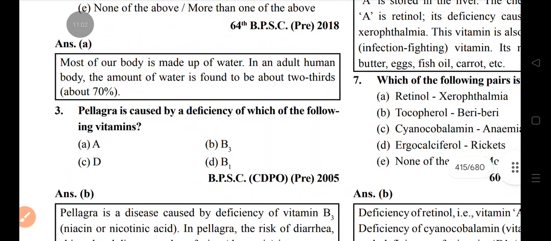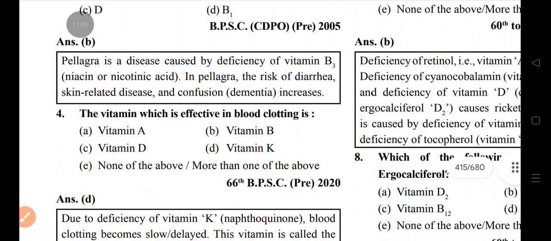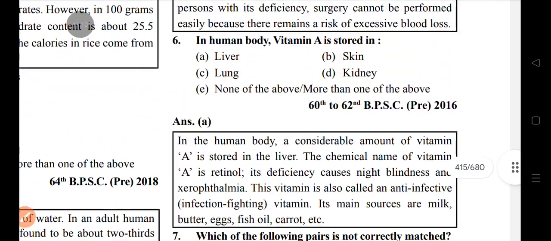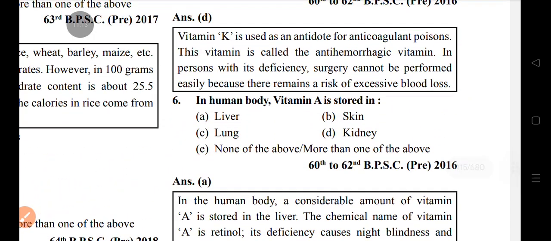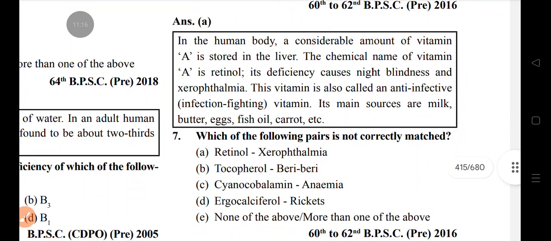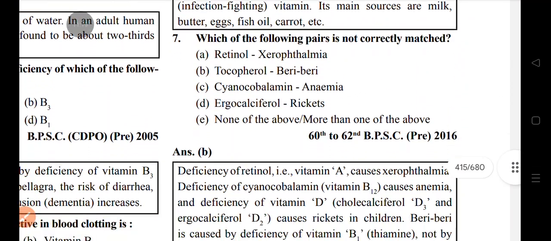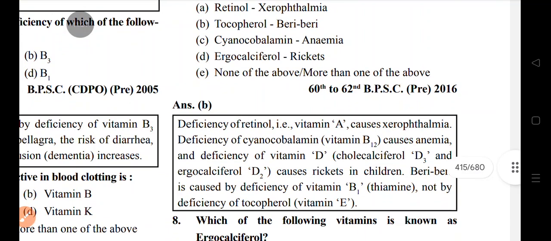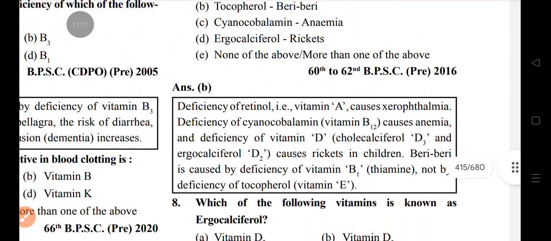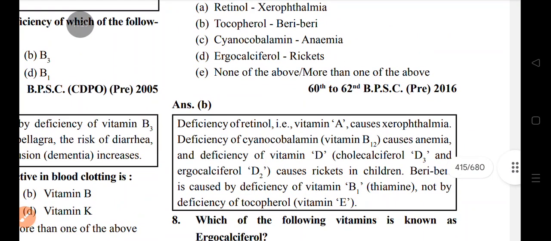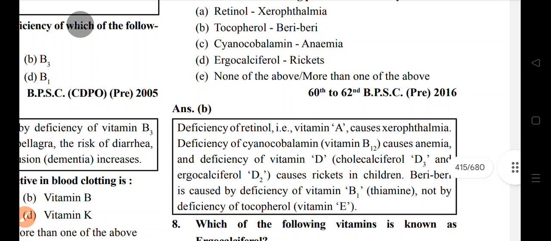Pellagra is caused by deficiency of vitamin B3. Effective in blood clotting is vitamin K. In the human body, vitamin A is stored in the liver. Not correct about tocopherol. Vitamin A, retinol, causes xerophthalmia. Cyanocobalamin, B12, causes anemia. Beriberi is caused by deficiency of B1, thiamine. Deficiency of tocopherol, vitamin E.